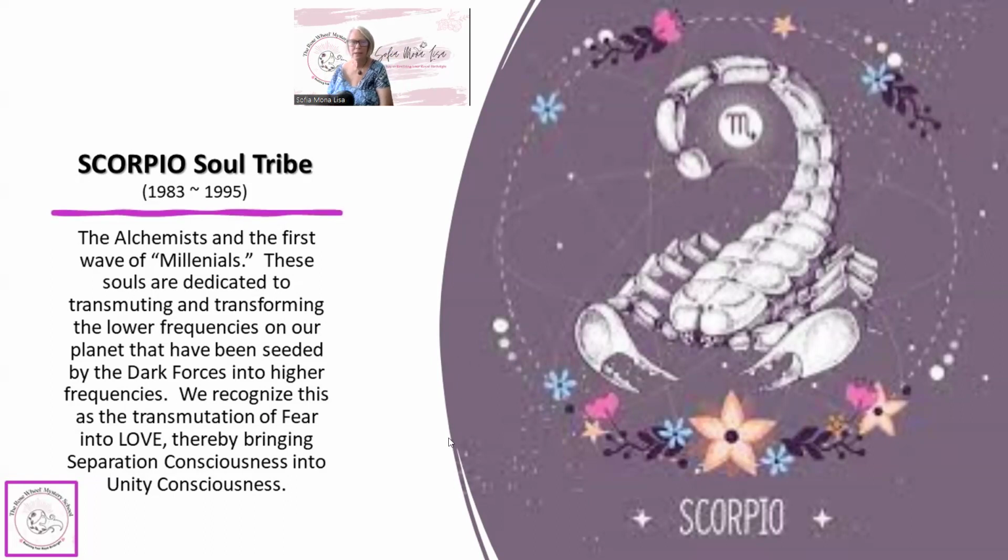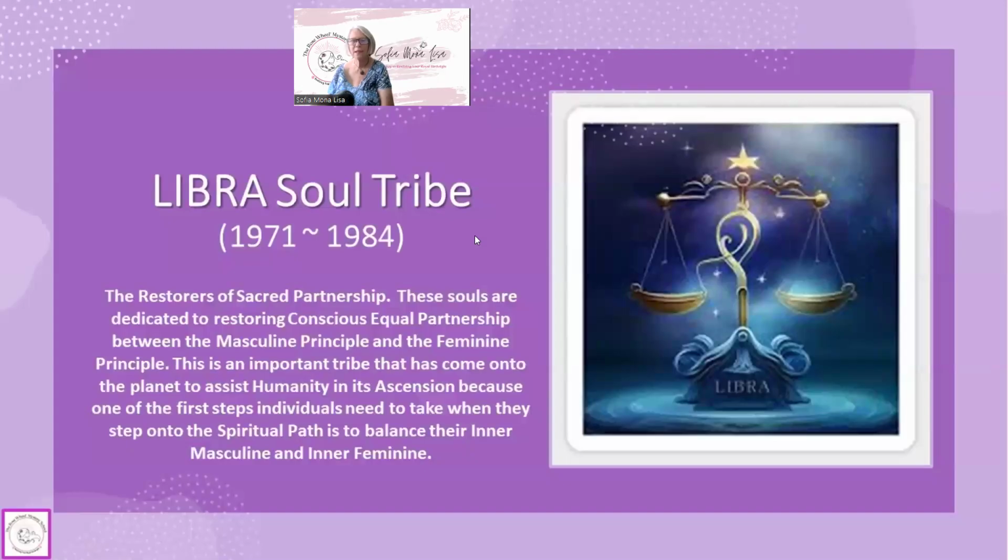Okay. All right. The soul tribe that came in before the Scorpio soul tribe is the Libra soul tribe, coming in from 1971 through 1984. My brother is a part of this soul tribe. He was born in 72. These soul tribe members are the restorers of sacred partnership. They are dedicated to restoring conscious equal partnership between the masculine principle, that's Mars, and the feminine principle, that's Venus, right?